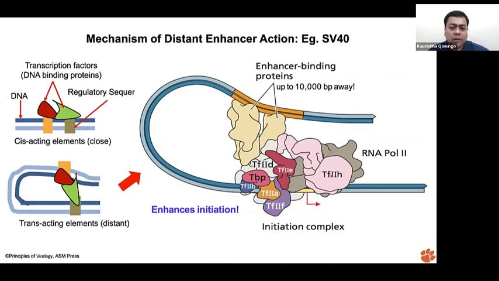These two are the ones you can remember: TF2D and TF2H, and these are all assembled over the local regulatory sequence, and you can see that this is the start site. On the other hand, you can see that this enhancer binding is almost 10,000 base pair away, and the DNA loops, and these are the DNA binding proteins which can enhance the transcription of this initiation complex. Just the take-home message: the process is much more complex, and we do not need to go into that detail.